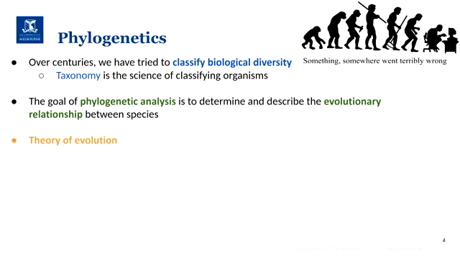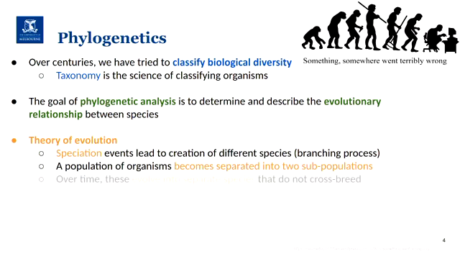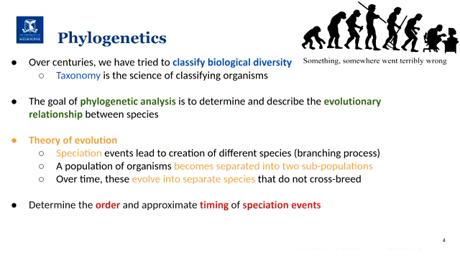And for that we consider the theory of evolution and how these species could have evolved. And this is based on speciation events that lead to the creation of different species. And it occurs, well, as a branching process. So you originally have one population of organisms, and they become separated into subpopulations. And later on, and over time, these subpopulations evolve into separate species that no longer can crossbreed. And in phylogenetics, we're attempting to determine the order and the approximate timing of these speciation events to describe their evolution.